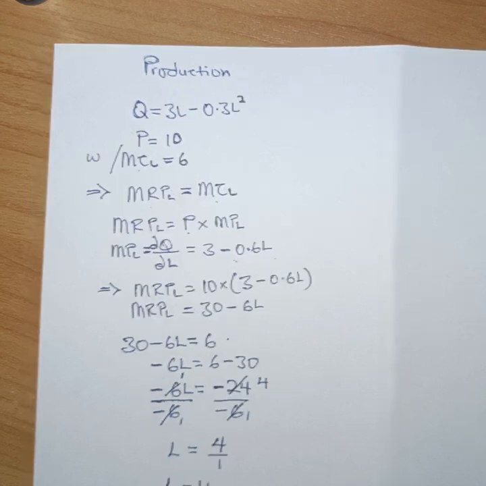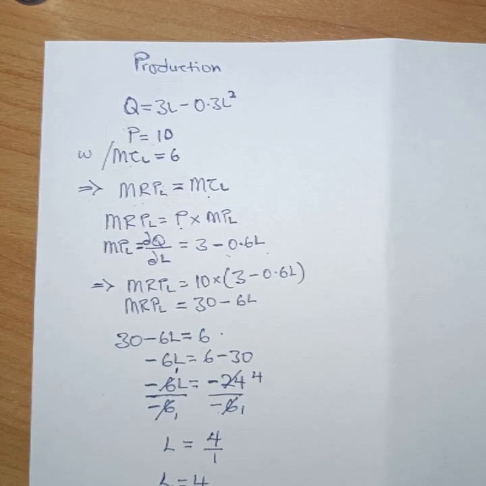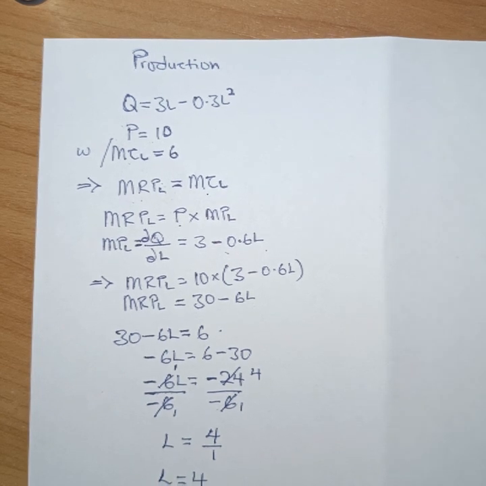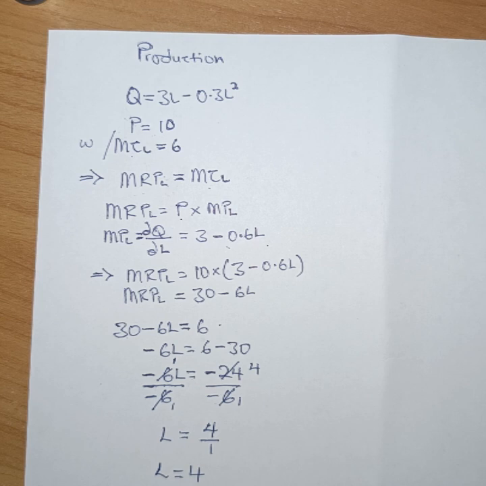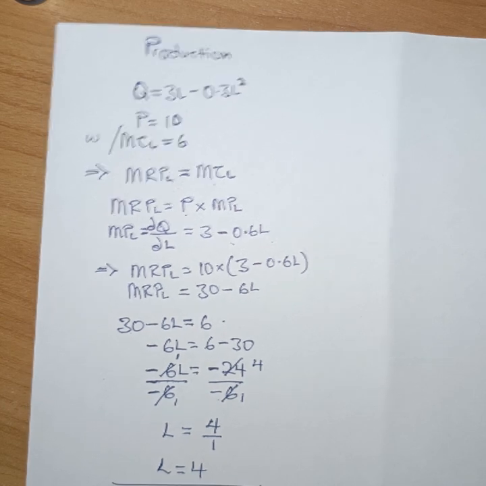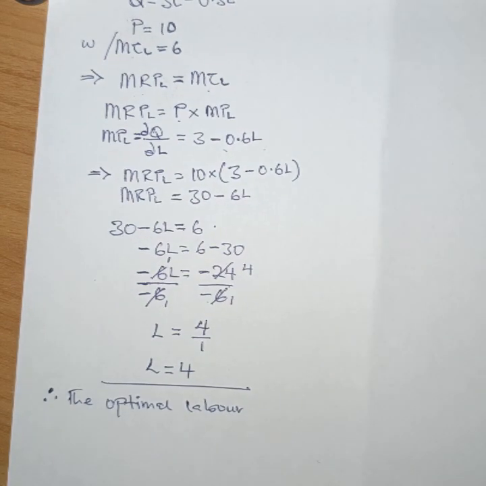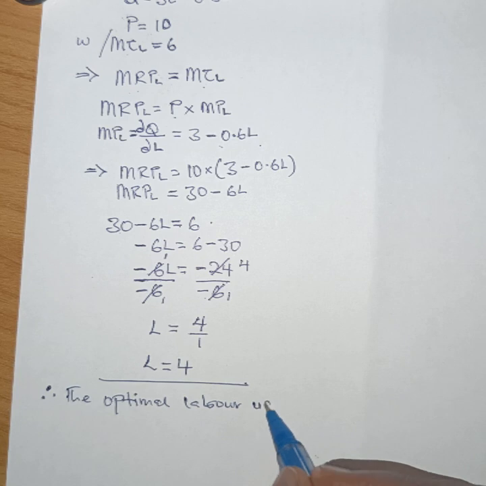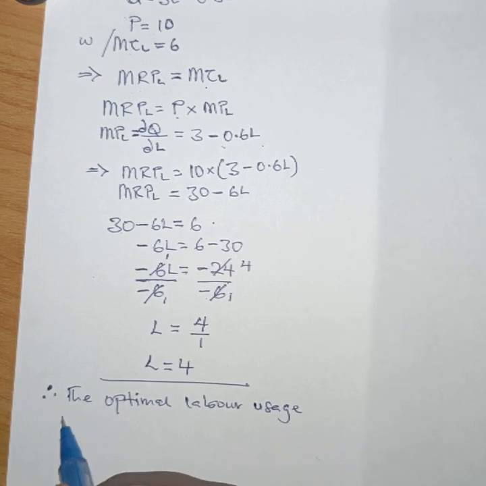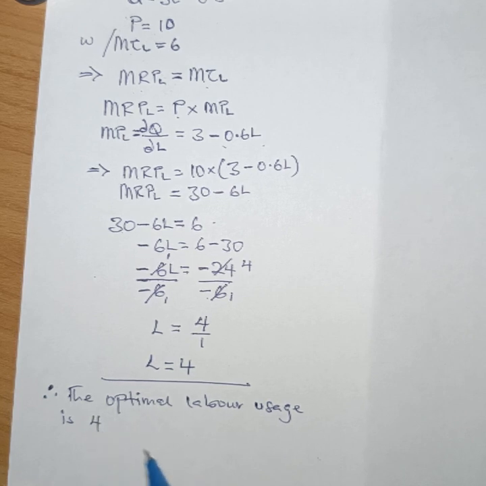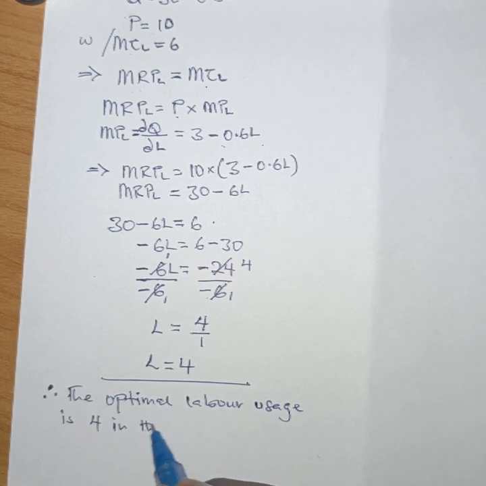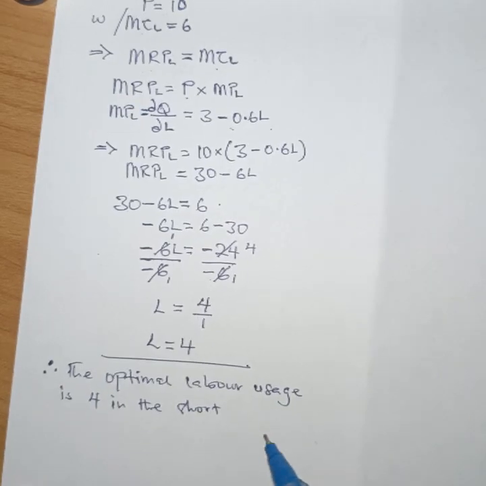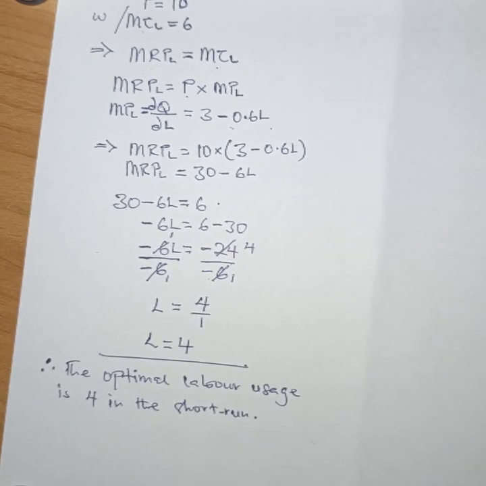So in this case, you can therefore say that the optimal labor usage is 4 in the short run, and you end it.